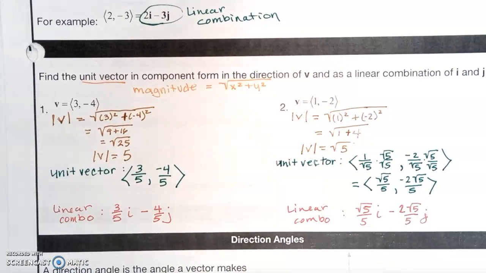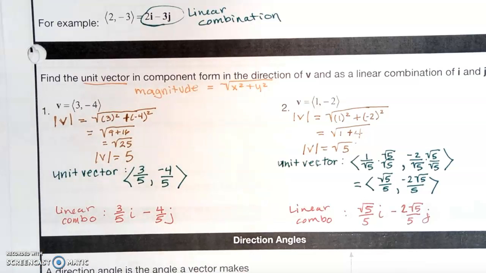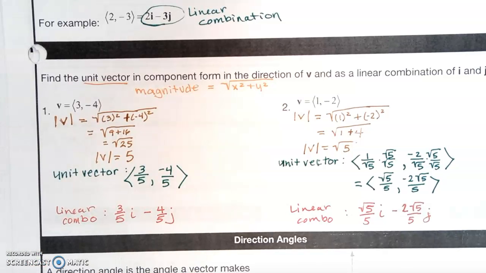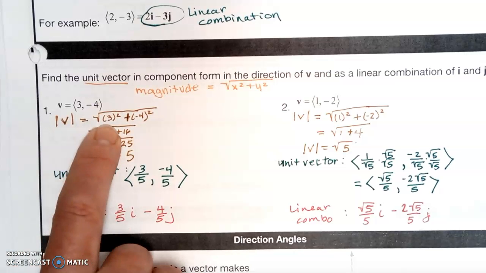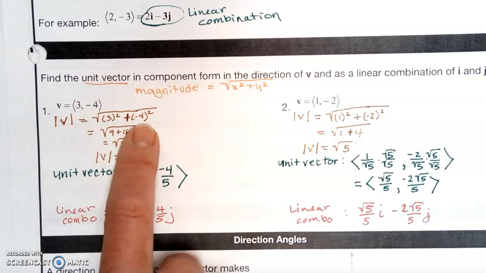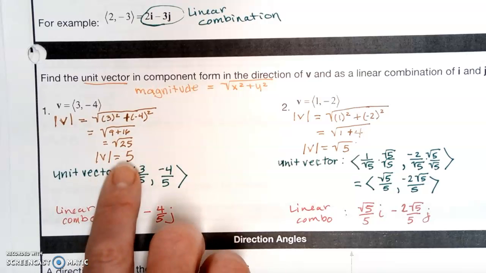In the next box, they want us to find the unit vector in component form in the direction of v and as a linear combination of i and j. So the first one, they give us the vector v, and it is (3, -4). The first thing we're going to do is find its magnitude, because we need that. We take the a value and square it, so 3 squared, plus the b value of -4 squared. So 3 squared is 9, -4 squared is 16. 9 plus 16 is 25. When we take the square root of it, we get 5.